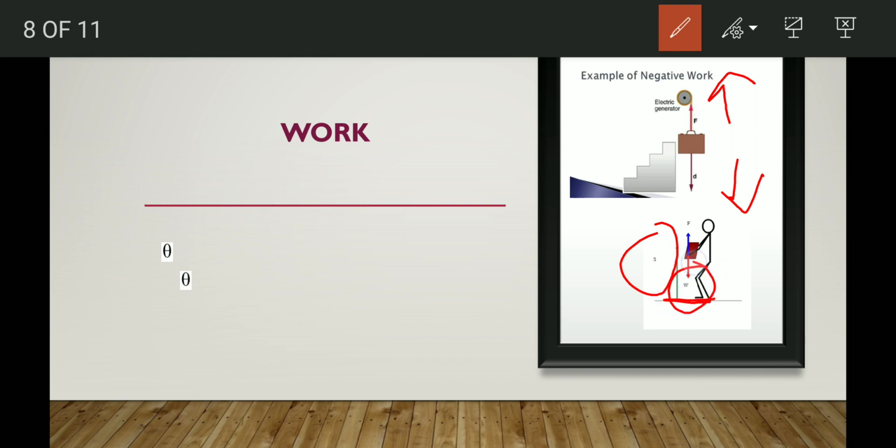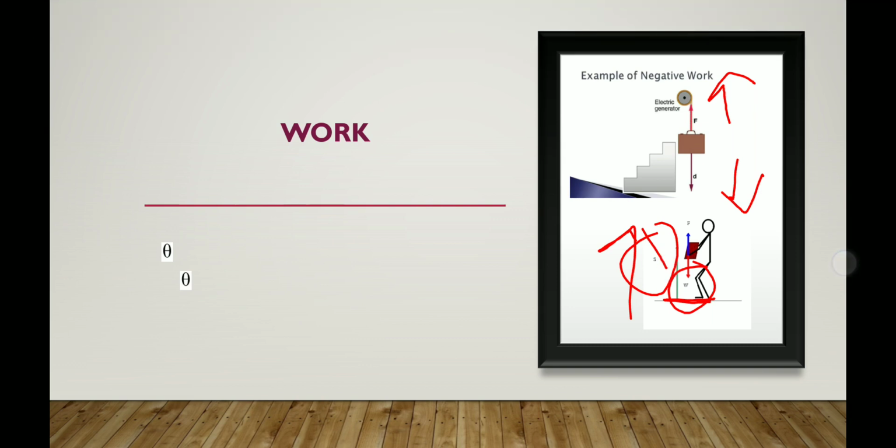That means only the weight and not the force by which the man is lifting up the object. If I consider the weight of the body in the downward direction and the displacement which is happening in the upward direction, then both of them are opposite to each other. So this gives rise to case number 3, when the angle between force and displacement is 180 degrees and cos 180 is -1. Therefore, this is the situation when you get negative work.